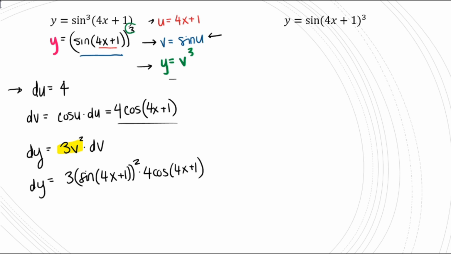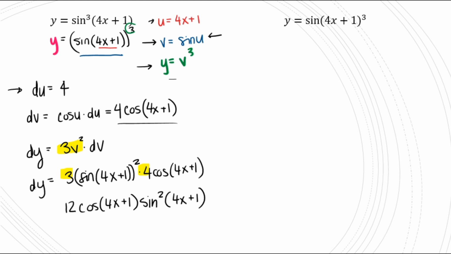And I'm going to clean everything up. The 3 is going to multiply with a 4 and make 12. I might put the cos 4x plus 1 first. And then I'm going to deal with this sine 4x plus 1 squared. But the squared's on the outside, so I'm going to write it back in the way people like to write this. Sine squared 4x plus 1.